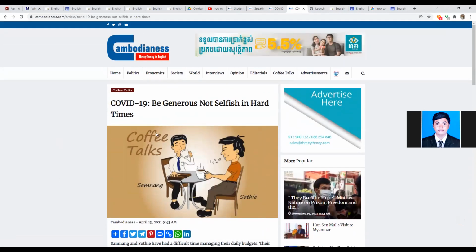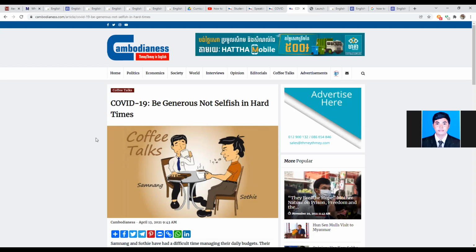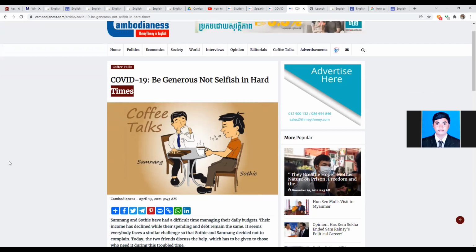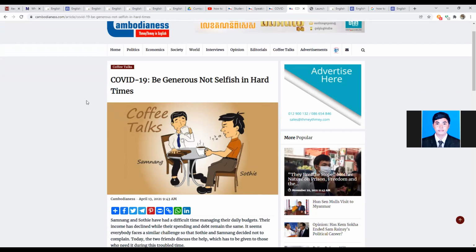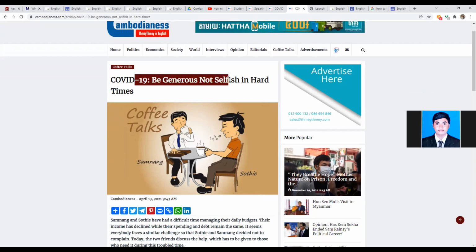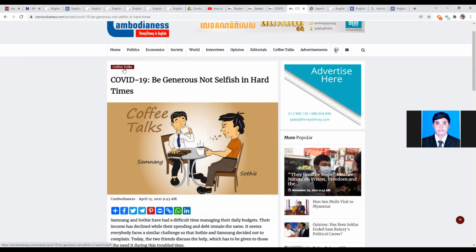So what's the structure of this little thing? What do we see? Can we name the elements of this story? We have the picture. It should be the title. Yeah. This is the title. Is this the title? Not really sure about that. Did you say yes? I may say yes. Okay. So what's this one above? It says Coffee Talks. What's that?